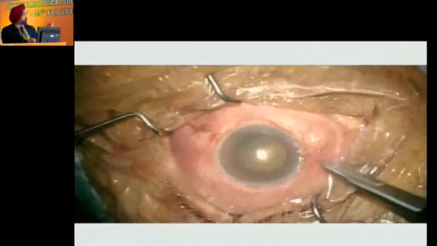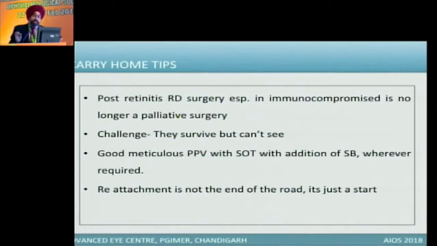So the take-home tips: as I've already said, this is no longer a palliative surgery, because these patients are not going to survive just one or two years. You are going to see them for another, touch wood, 15 to 20 years. The challenge for us, the eye surgeons, is that they are surviving but not able to see. They will come to your clinic again and again, and you will not feel happy about it. So a good, meticulous PPV with oil tamponade and additional buckle is the key. But reattachment is not the end of the road. It's just the start.